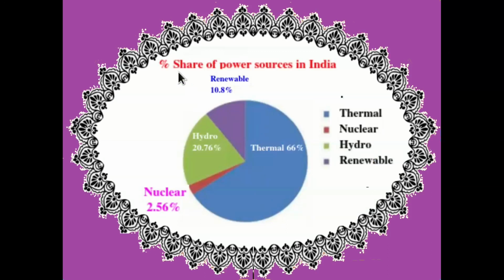This is a plot which shows the percentage share of power sources in India. The major chunk comes from thermal energy sources, 66%. The second is, of course, hydroelectric power, which accounts for 20.76% of the total. Then what are known as renewable energy sources, 10.8%. We'll see what these are in the following slides. And then finally, nuclear energy accounts only for 2.56%.